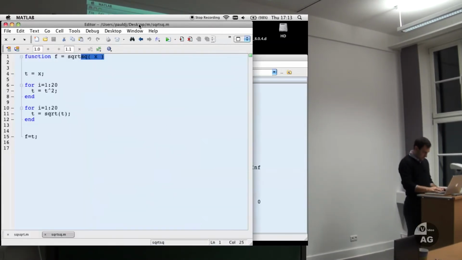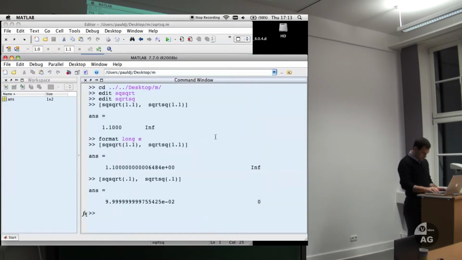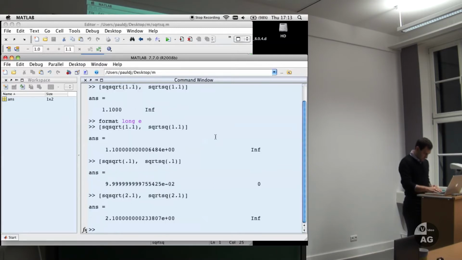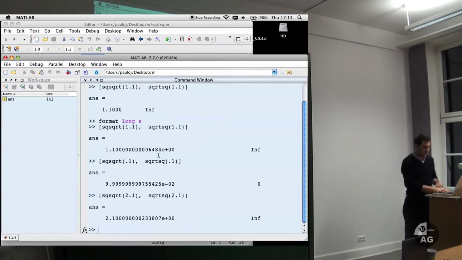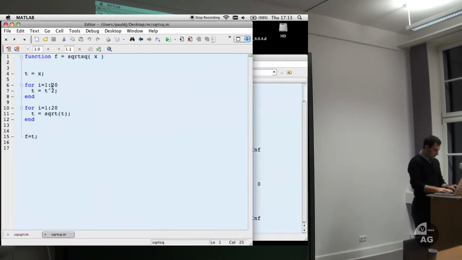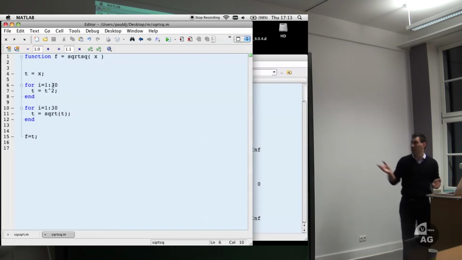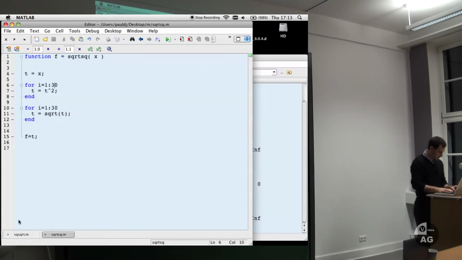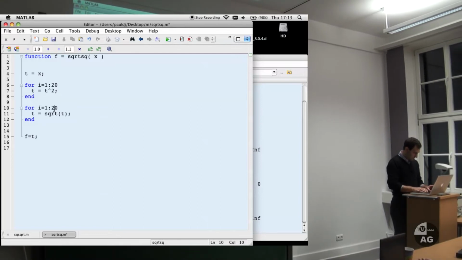Okay, and now let's try this. Okay, so no surprises there. Now if we change this to 30... Actually, in this particular case, switching to 30 is not going to change anything, because it didn't work already for 20, so for sure it's not going to work for 30. We can look at this. I put this back to 20.